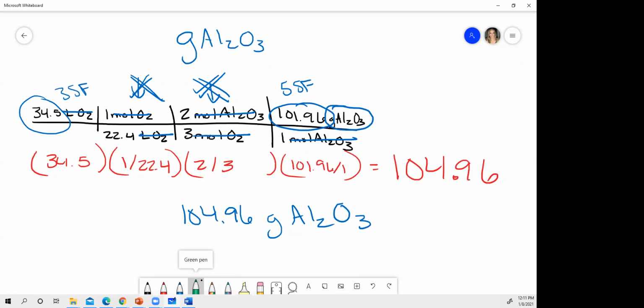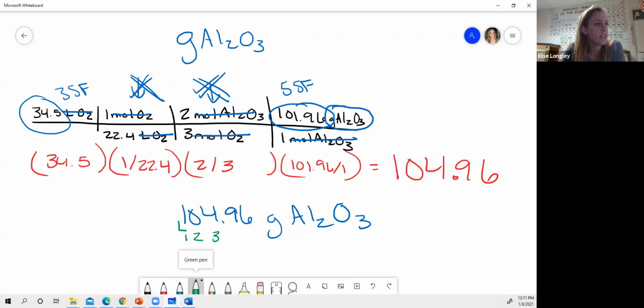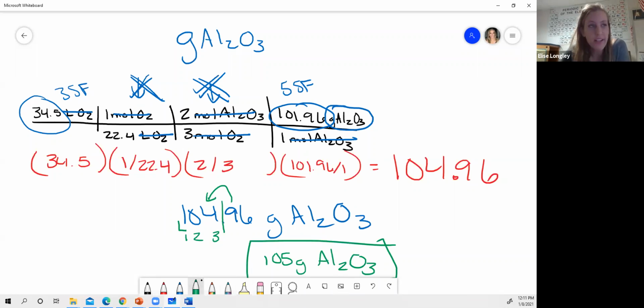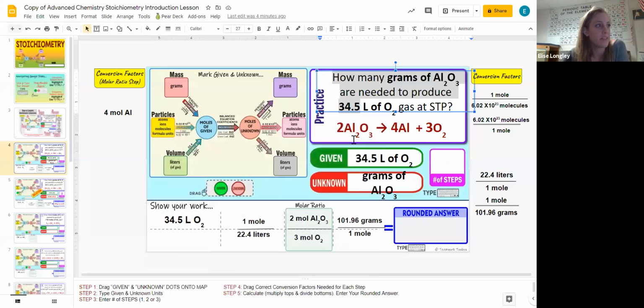Anyone? 3. So I start at the first non-zero number and I count 1, 2, 3. So this is where I'm ending and I'm rounding back. So I need 105 grams of Al2O3. Boom. Okay. I spent more time on that because I wanted to make sure you saw exactly how this worked.